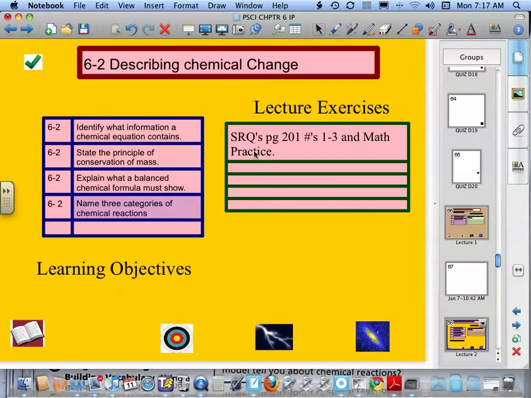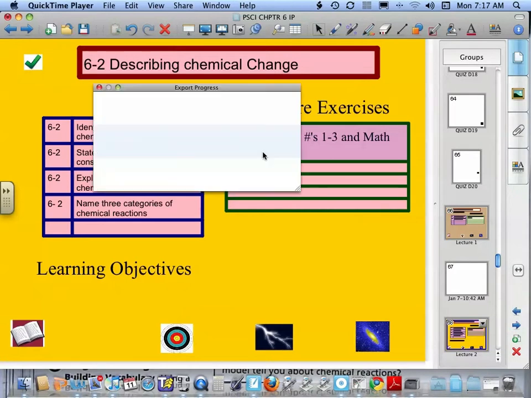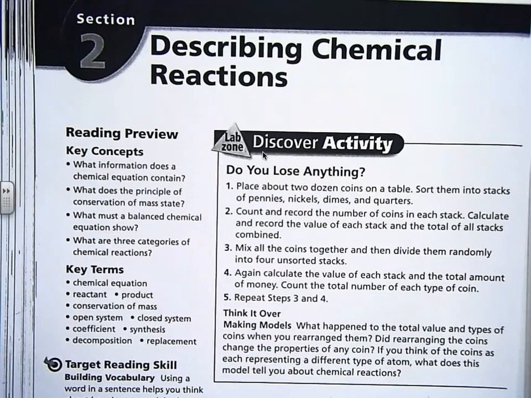Okay, SRQs. Our lecture activities include the SRQs, page 201, numbers 1 through 3, and math practice. Don't forget the old math practice. Make sure that you have your book open, and this time we're starting on page 194, describing chemical reactions.